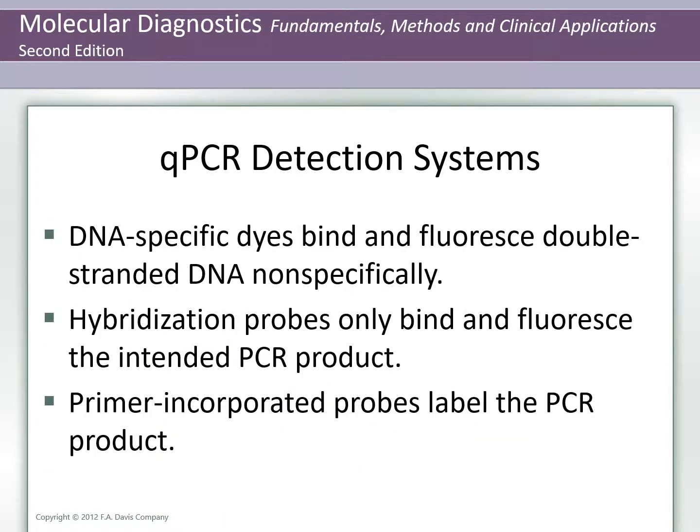Dyes such as ethidium bromide and SYBR Green are still used for routine quantitative PCR, but the use of nonspecific dyes can also be used. These require clean PCR with no mispriming or primer dimers because those artifacts will also generate fluorescence, giving a nonspecific result. Hybridization probes are more specific and only bind and fluoresce the intended PCR product, and primer-incorporated probes label the PCR product. The next few slides go into the different detection systems in a little more detail.